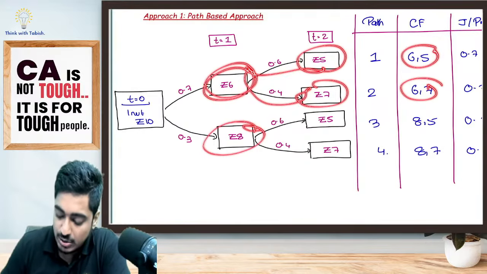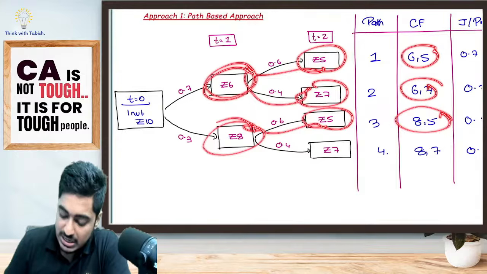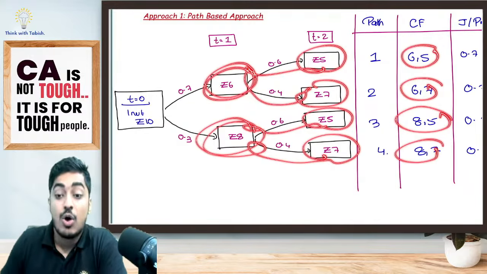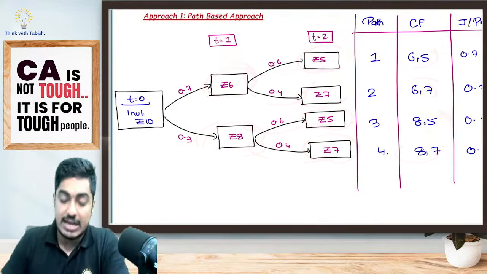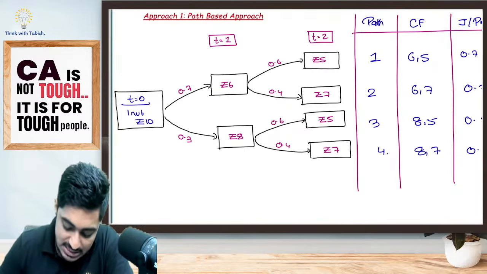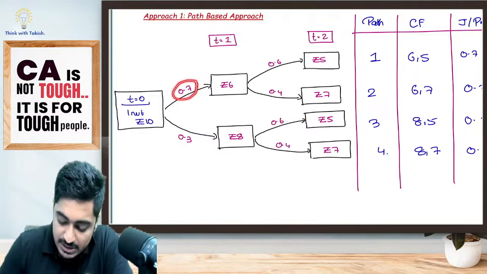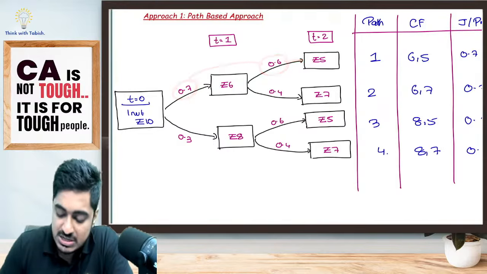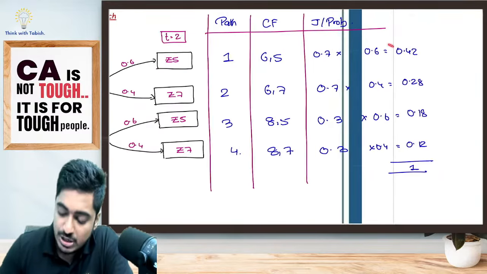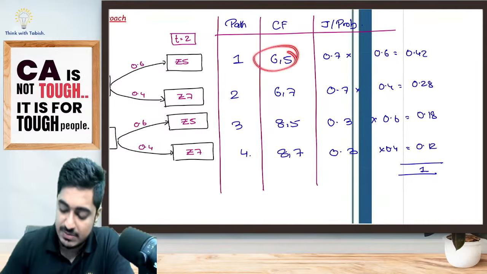Okay, or I can get 8 rupees and 5 rupees. Okay, or I can get 8 rupees and 7 rupees. What is the probability? I have to calculate joint probability. Look at this. Yes, there is a 70% chance of getting 6 rupees and 60% chance of getting 5 rupees. That means 0.7 into 0.6 is 42% chance of getting 6 as well as 5.